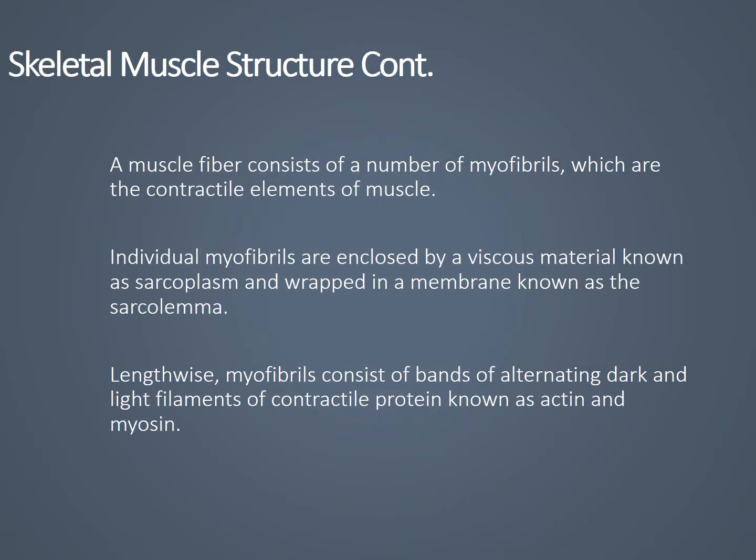A muscle fiber consists of a number of myofibrils, which are the contractile elements of the muscle itself. Individual myofibrils are enclosed by a viscous material known as the sarcoplasm and wrapped in a membrane known as the sarcolemma. Lengthwise, myofibrils consist of bands of alternating dark and light filaments of contractile protein known as actin and myosin.